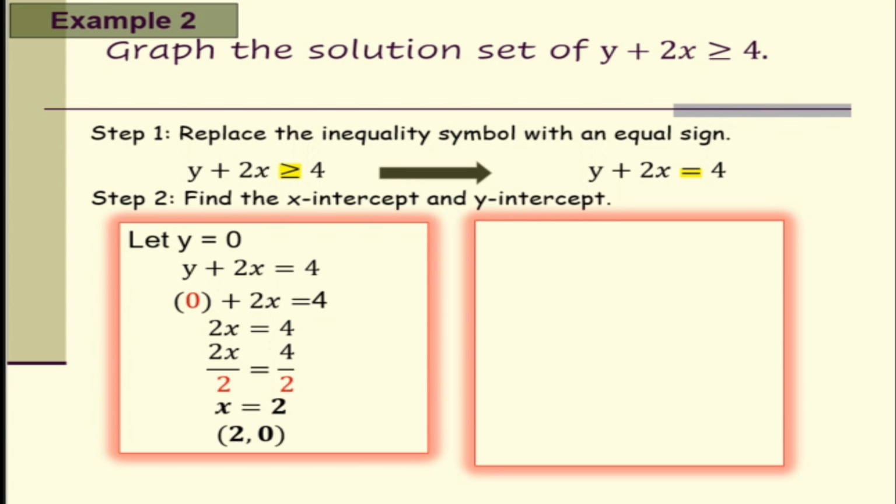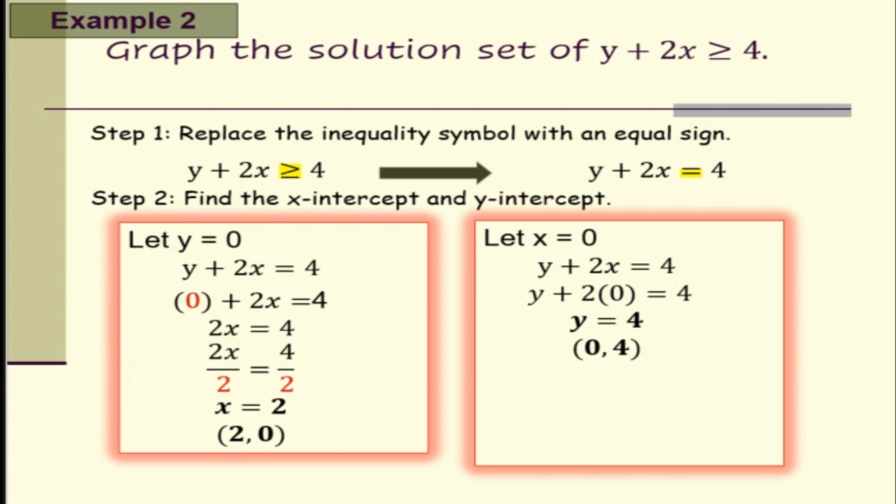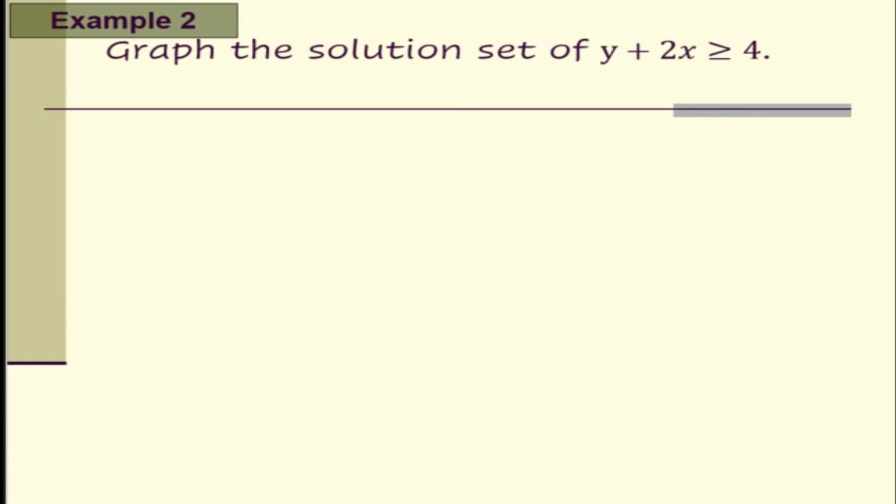And to find the y-intercept, let x equal 0. Copy the equation y plus 2x equals 4. Then substitute the value of x, which is 0, into the equation. We have y plus 2 times 0 equals 4. The result is y plus 0 is equal to 4, or y is equal to 4, or the ordered pair is 0, 4. Next, plot the x and y-intercepts in our Cartesian plane, 2, 0, and 0, 4.